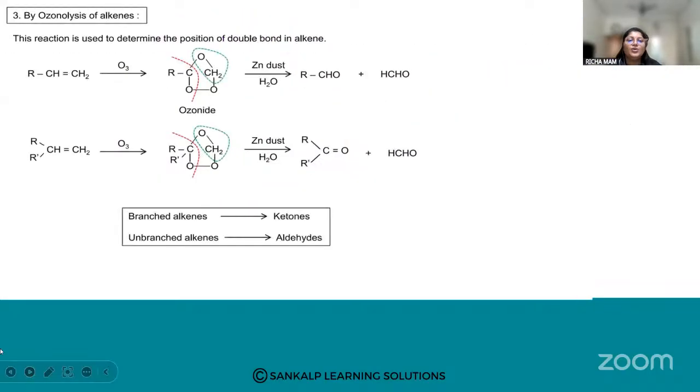Next is preparation by ozonolysis of alkene. Ozonolysis means addition of ozone. So what are we going to do on an alkene? We are going to take an alkene, CH2=CH2, and react it with ozone. Ozone is represented by O3.